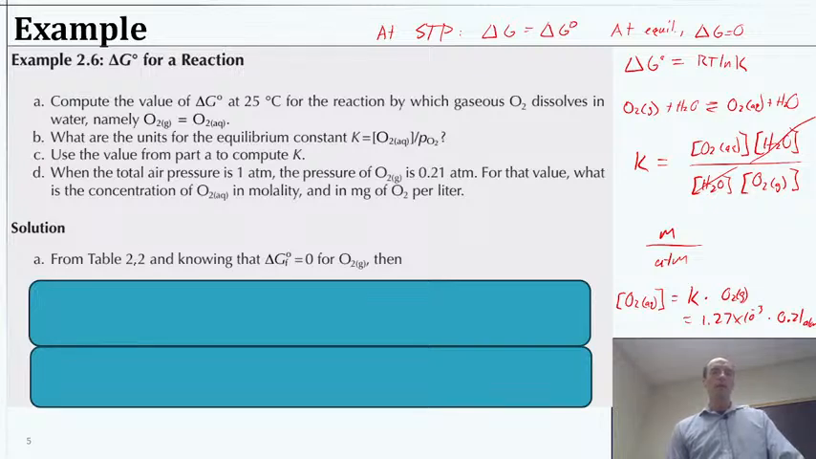We would need a table telling us something about these standard potentials, or the Gibbs free energy of formation. So from table 2.2, we know that delta G of formation is 0 for oxygen gas. That's the standard condition for molecular oxygen in the gas phase. So think about what we would need in order to get there. And just for a moment, we'll take a look at the solution.